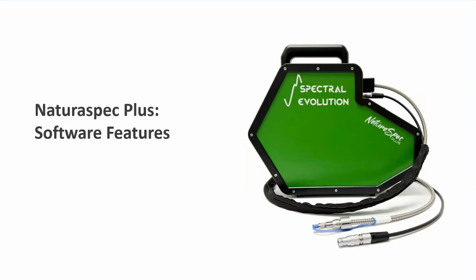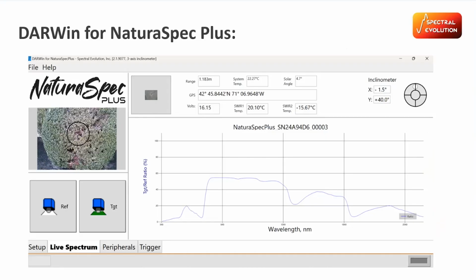So the next thing I'm going to go into is some of the features that are associated with the NaturSpec Plus. So this is the NaturSpec Plus. We've just launched it this year, and it has extra metadata tools in it, but it's very similar to the DARWin LT software, but it has extra camera, real-time field of view, and some other metadata that I'll go through that's associated with it.